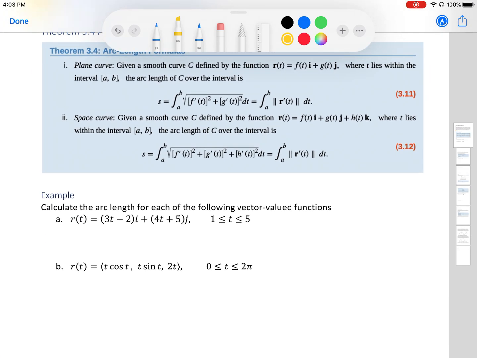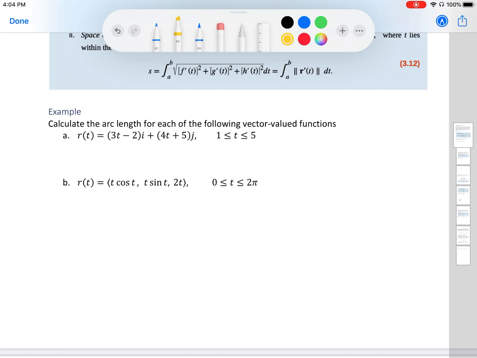And it would also similarly apply to a three-dimensional space curve. Given the smooth curve C defined by the function r of t equals f of t i plus g of t j plus h of t k, where t lies within the interval [a, b], the arc length of C over the interval is s equals the integral from a to b of the square root of f prime of t squared plus g prime of t squared plus h prime of t squared dt. Let's do an example.